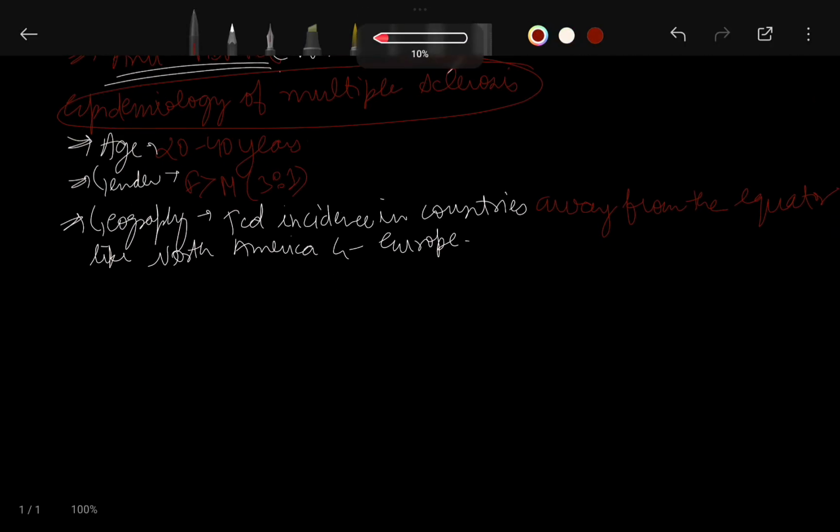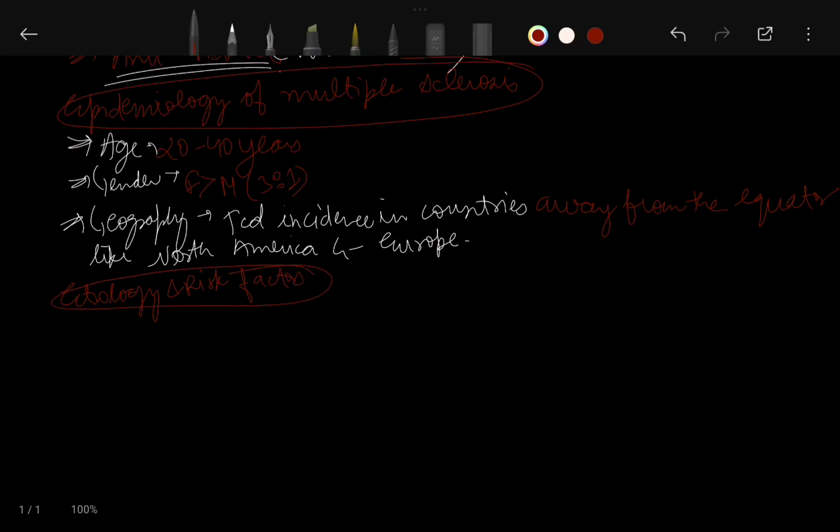Now, this means that multiple sclerosis cases are less common in India, but still we have to study it because we might be treating some foreign patients, because India's healthcare system is easily available and it is good also. Now, EBV infection at a young age is the most common etiological and risk factor.